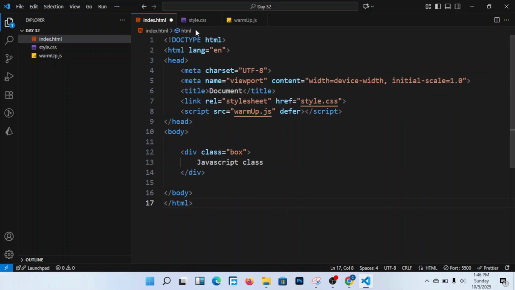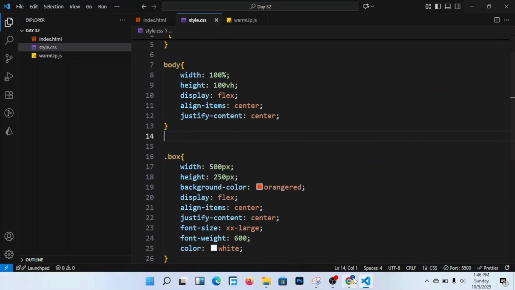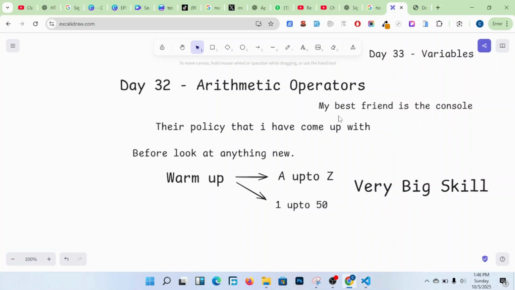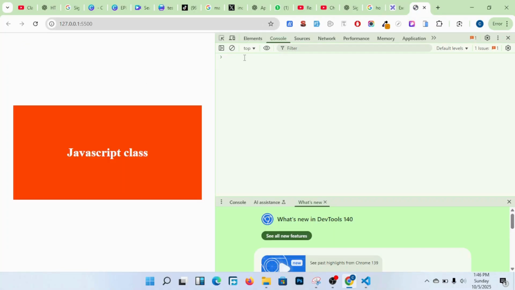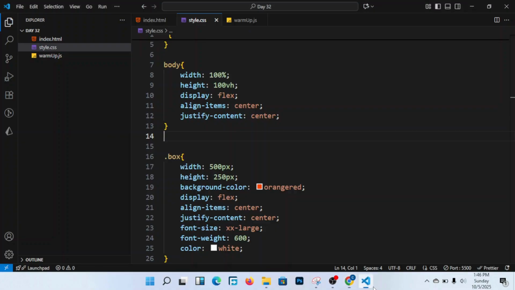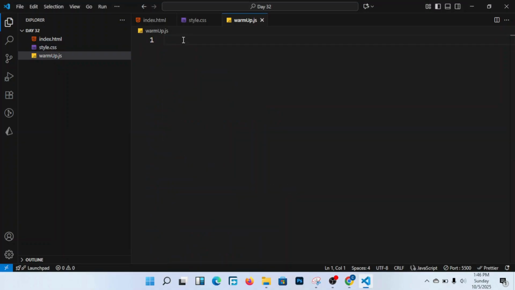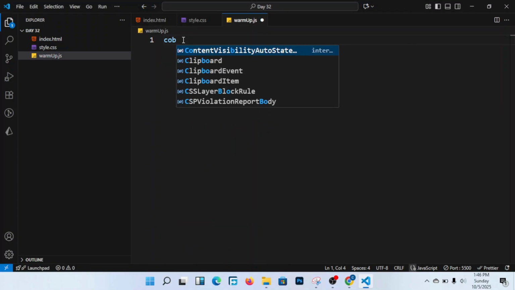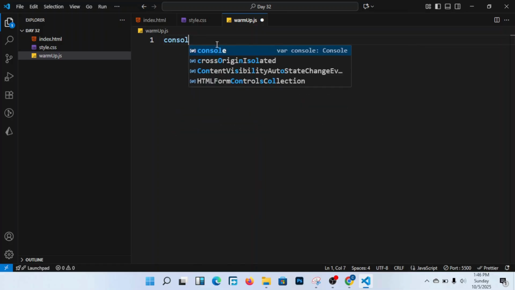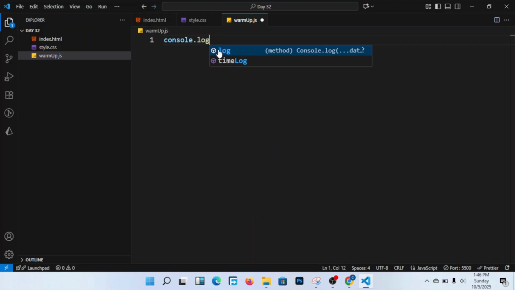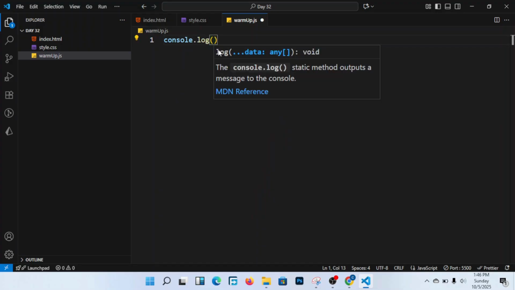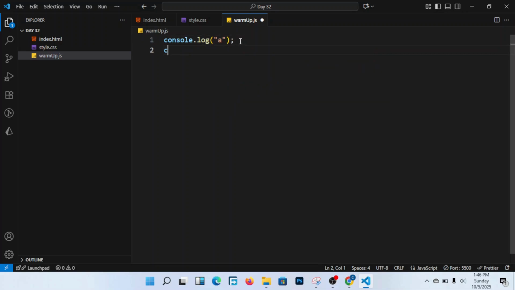So I'll always have to put a warm up. The warm up will help us gain a certain skill I'm looking for here. Console up to A to Z, we are going to start. My console is empty. From A up to Z, I say console.log, very fast, okay? I say here A. Console.log. B.